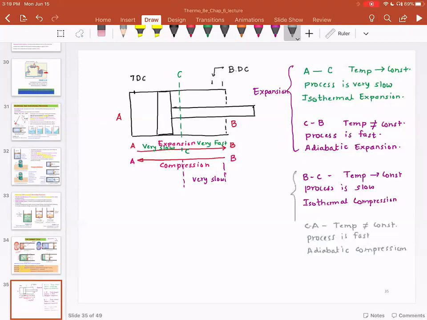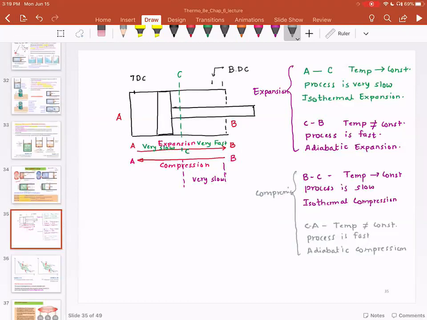So you have two processes. You have compression and you have expansion, but the expansion occurs in stages. First, you have isothermal expansion, followed by an adiabatic expansion. Then you have isothermal compression, followed by adiabatic compression. So that is how this process is taking place.